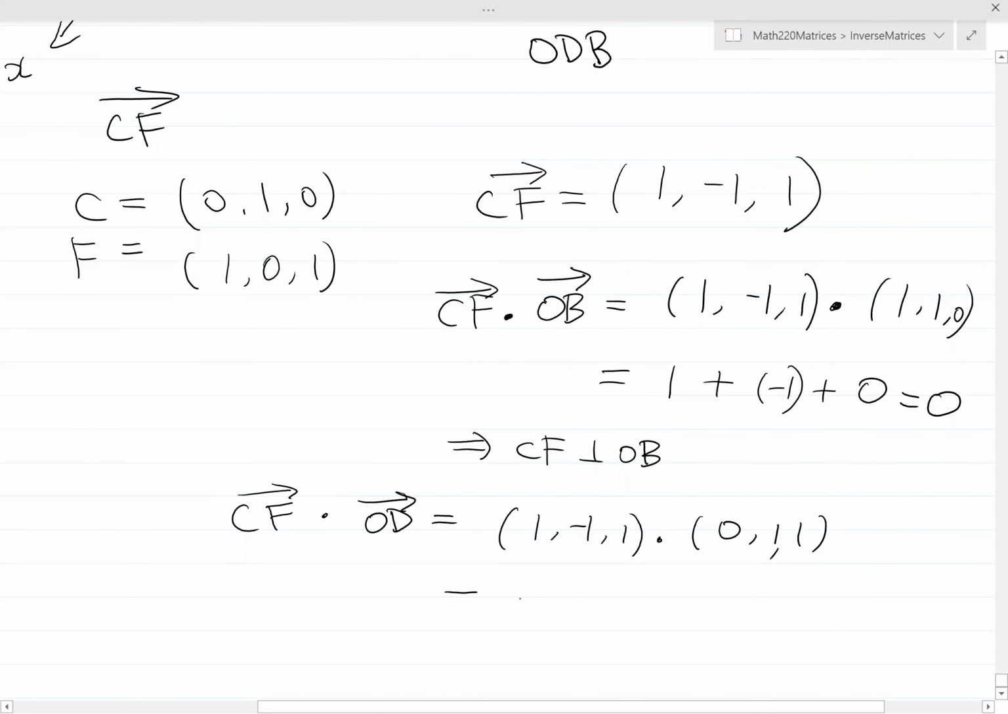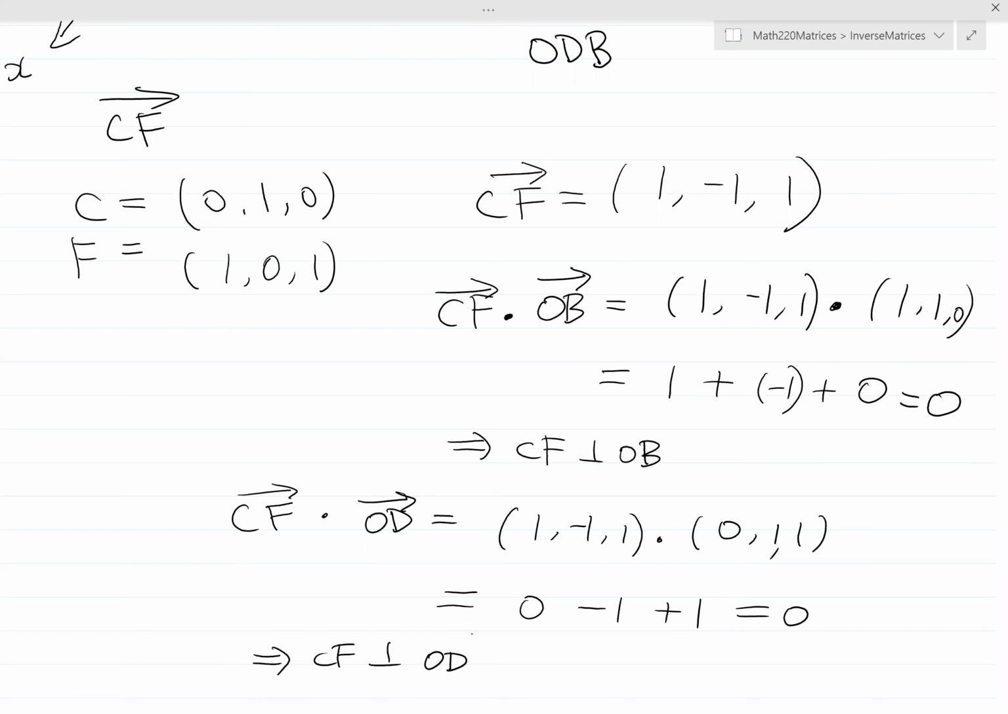The first product we get a 0. Next one we get a negative y. Last we get a y. So this is actually 0. So we actually know CF is perpendicular to OD. So the null space is exactly the line that is parallel to CF.